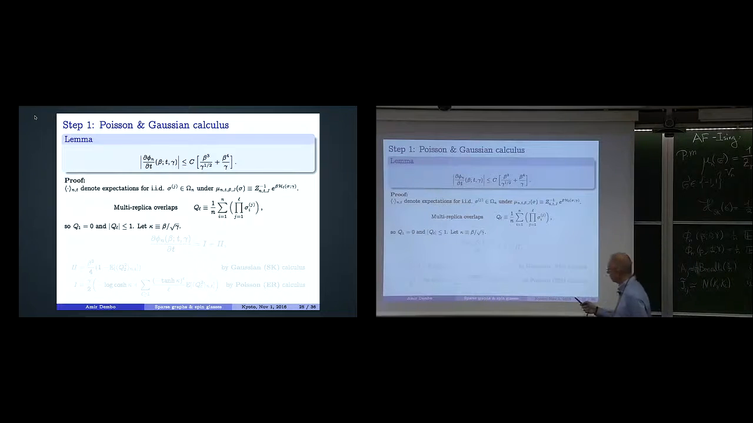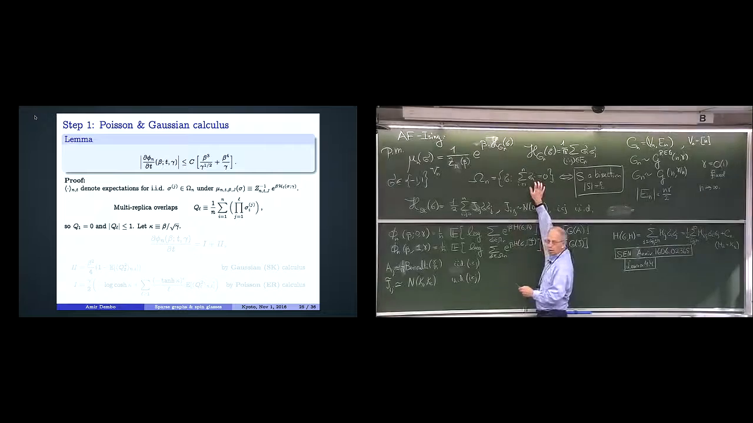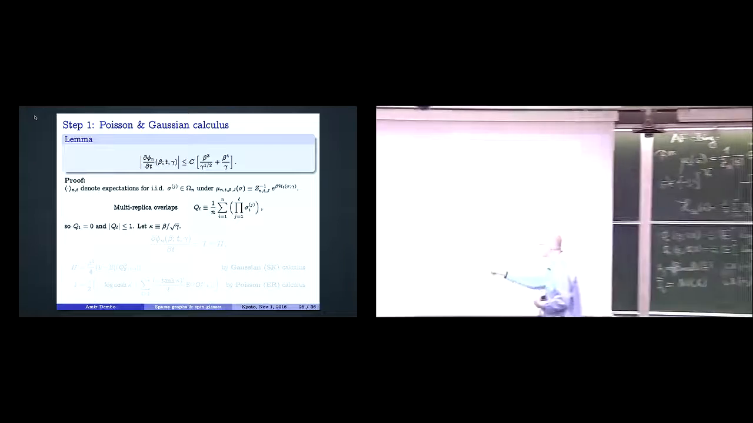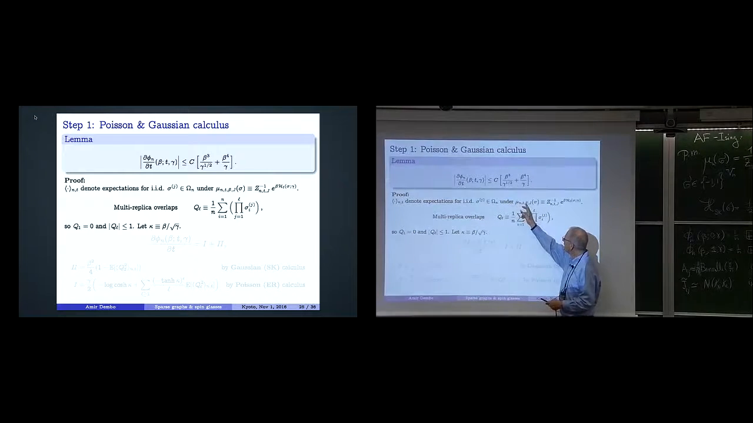In these problems, everything is controlled by multi-replica overlaps. What is an overlap? An overlap is the following. You take two vectors, sigma 1 and sigma 2, from our balanced configuration. They all belong to this set. They are chosen independently from our measure mu n t beta j.